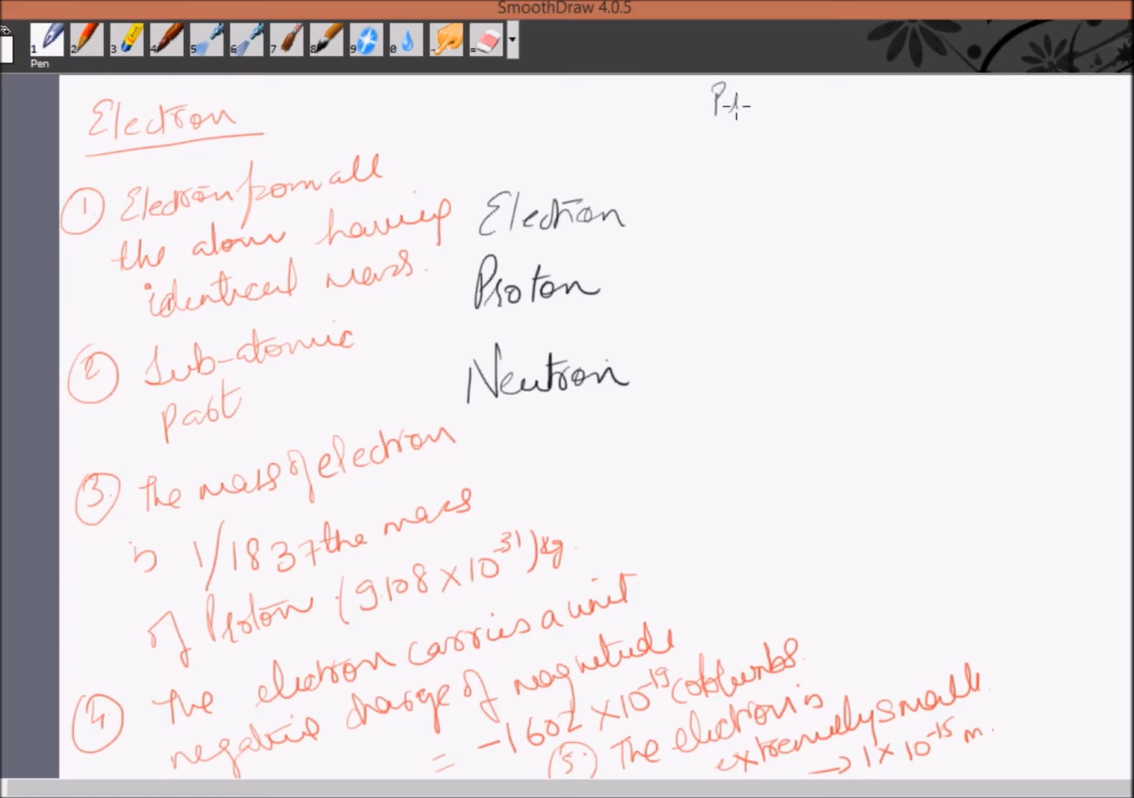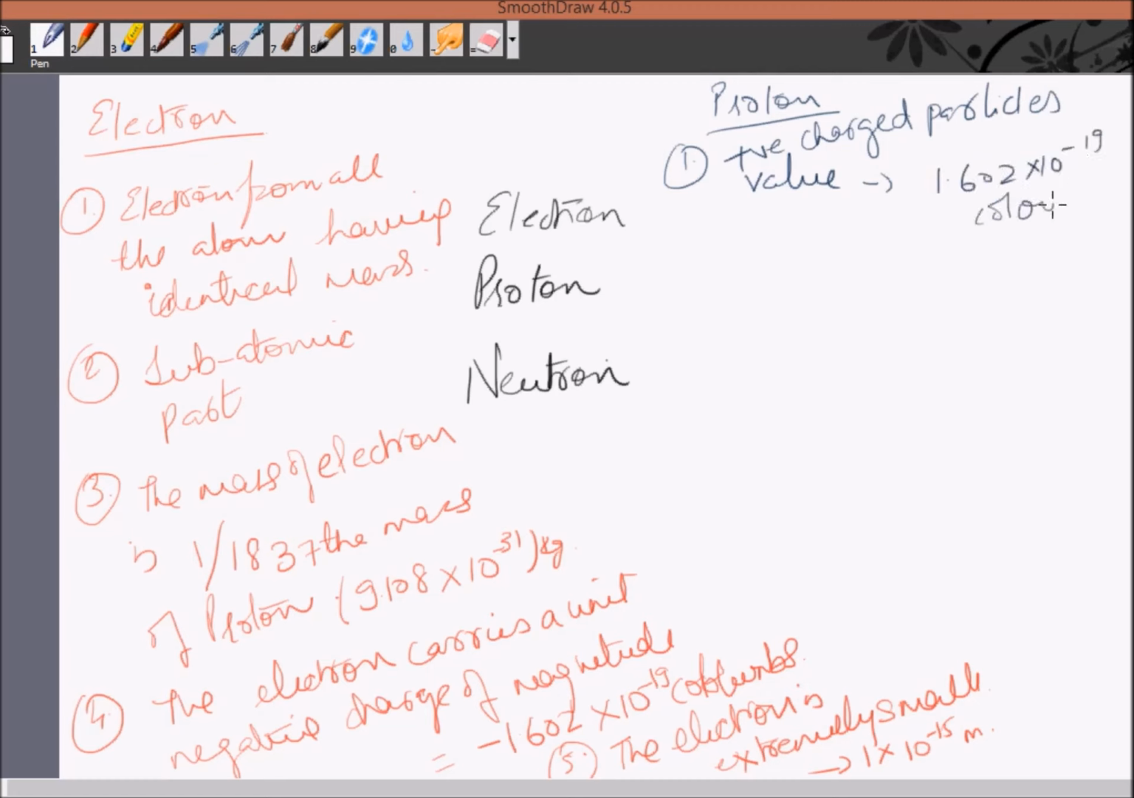Now friends, if we talk about proton, what are the characteristics of proton? Well, proton contains the positive charge. These are positively charged particles, having the magnitude of 1.602 into 10 to the power minus 19 coulombs.